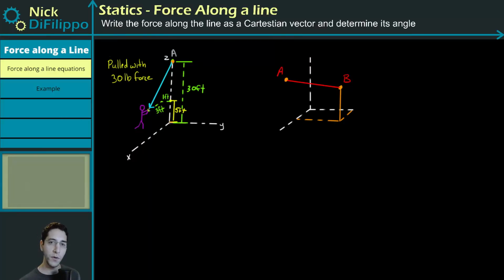In statics, when you are working with 3D vectors, a very common thing you'll be asked to do is determine the force along a line. And this line can represent a rope or a cable. And especially when you start getting into 3D equilibrium problems, you're going to need to break up that force along a cable.